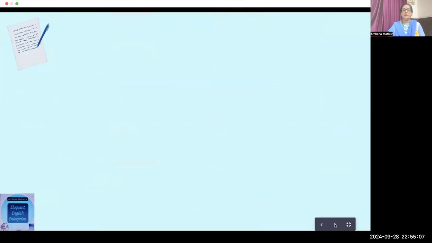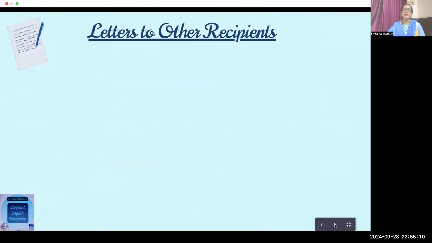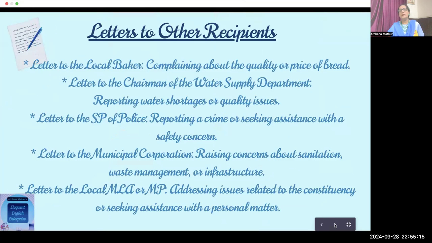The last one, the group of letters to other recipients. Now, there could be a variety of people to whom you may have to write. And what are these? To a local baker complaining or ordering a certain food item. Okay, you could complain, or you could even praise the products which you have received. Then you could write to the chairman or the head of the water supply department reporting water shortage or quality issues. Maybe the water is not clean enough. You could write to the SP police reporting a crime or seeking assistance with your own safety or the safety of your colony or the place which you are living in.